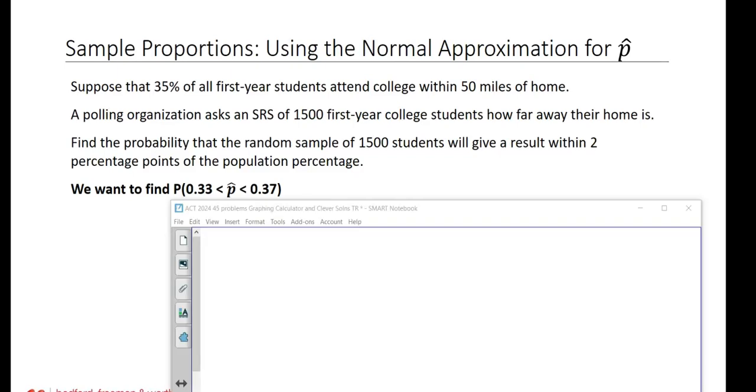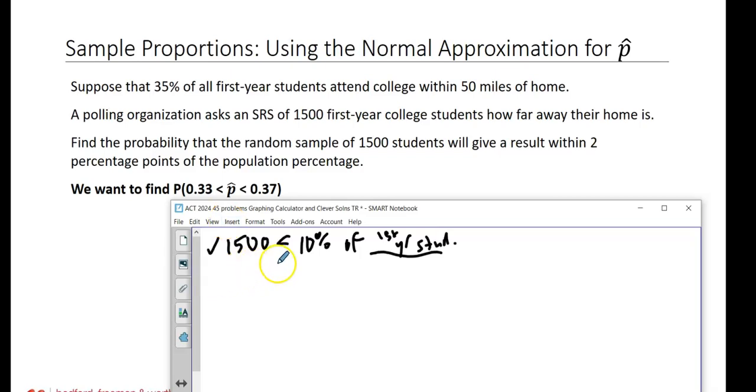Okay, so I really like proving the conditions first. There are two conditions. It's the less than 10% condition. So 1500 is less than 10% of, what are we going to put in there? First-year students. I guess it's probably all first-year students in the United States, and that's quite a few. So 1500 is definitely less than 10% of that. So that's the first condition that's been met.